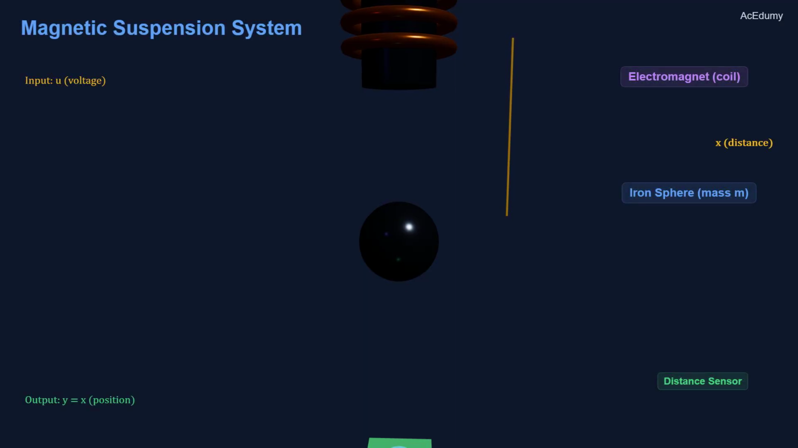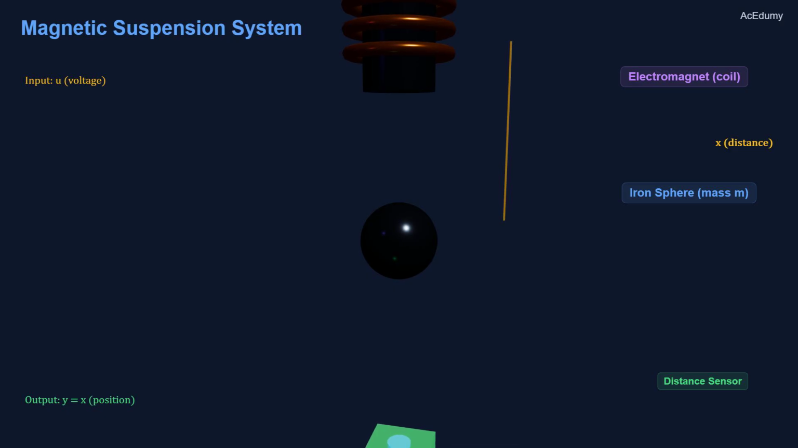As our example, consider a magnetic suspension system. An electromagnet is mounted at the top. Below it, an iron sphere floats in midair, held up by the magnetic force. A distance sensor at the bottom measures the sphere's position. The input is the voltage applied to the electromagnet coil. The output is the sphere's position. Our goal is to write the nonlinear state equations for this system.